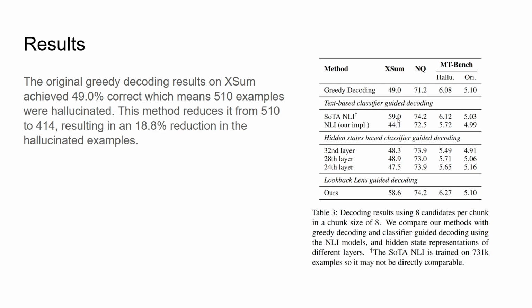And you can see this is higher than most other things except SOTA NLI, and it is still very close to it. The state-of-the-art NLI is trained on 731,000 examples. So they speculate maybe having a classifier which is trained on a higher number of examples would be better. You can see for the NQ task, it matches the state-of-the-art NLI.